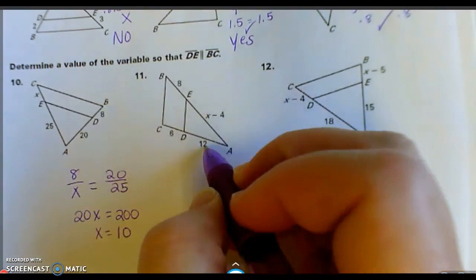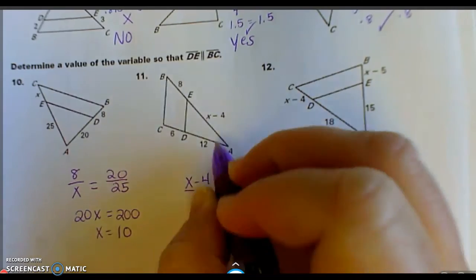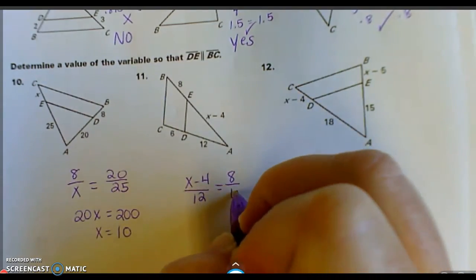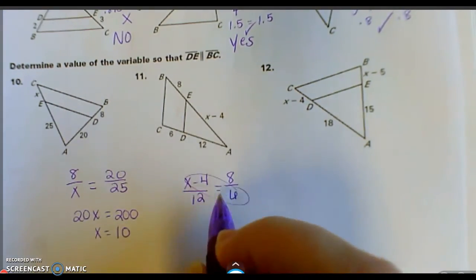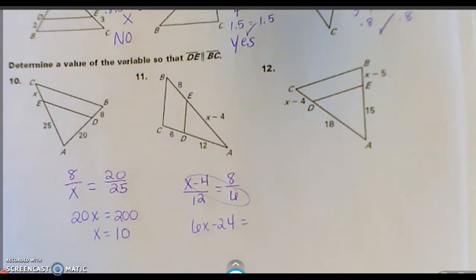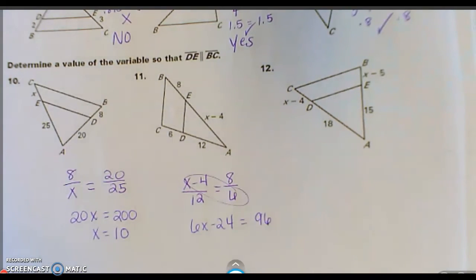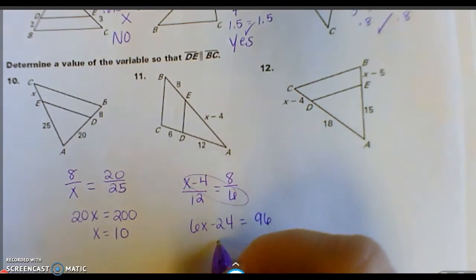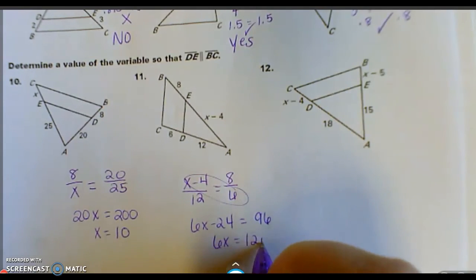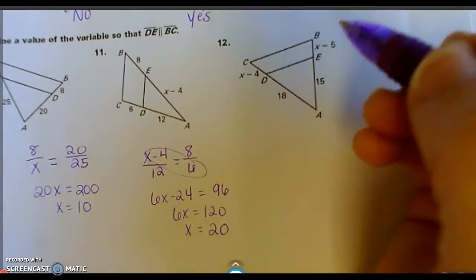On number 11, again, just compare x minus 4 over 12 equals 8 over 6. Cross multiply, be sure to do 6 times both of those. Alright, add 24 on both sides, and then divide by 6. So x is 20.